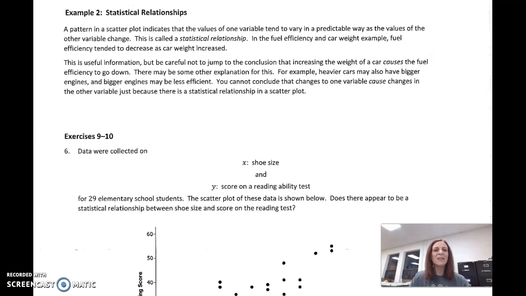It says a pattern in a scatter plot indicates the values of one variable tend to vary in a predictable way as the values of the other variable change. This is called a statistical relationship. Okay, so there is kind of like a cause and effect thing going on. Fuel efficiency and car weight. Fuel efficiency tended to decrease as the car weight increased.